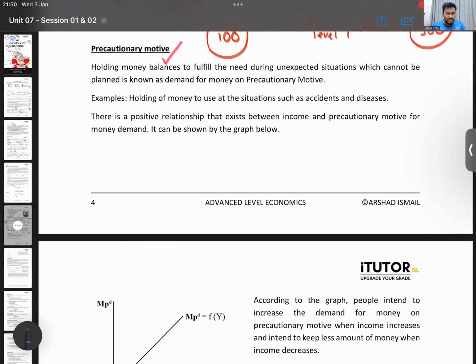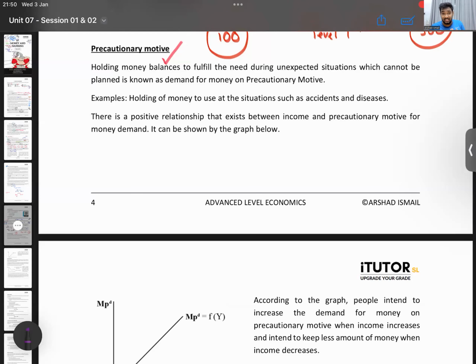Think of a very poor household. Will they have much money for precaution? Do you think they have money kept in their almirah, that if this happens, we will use this? No. What about a rich family?